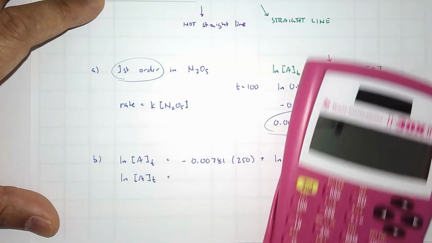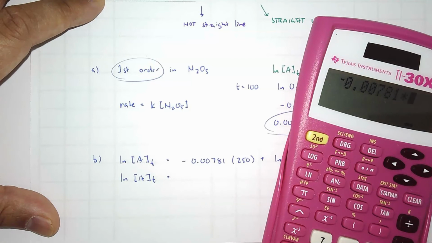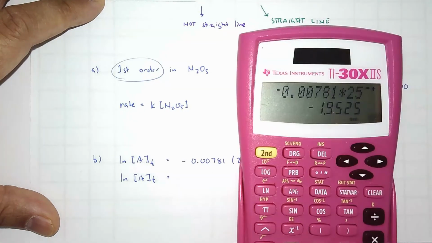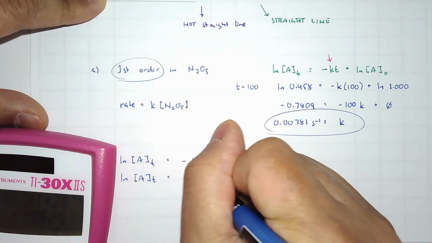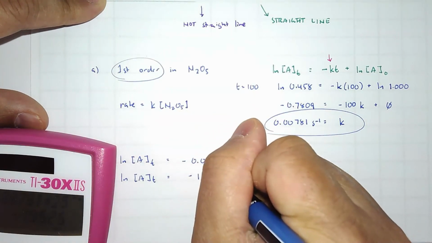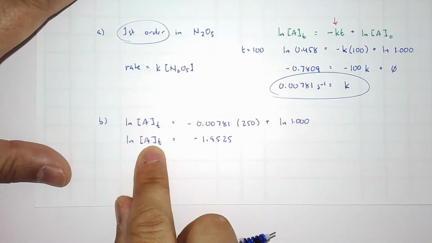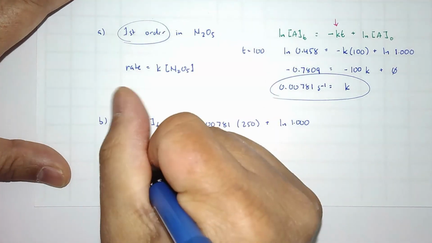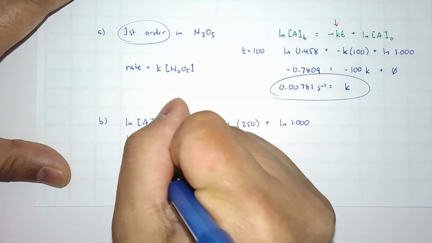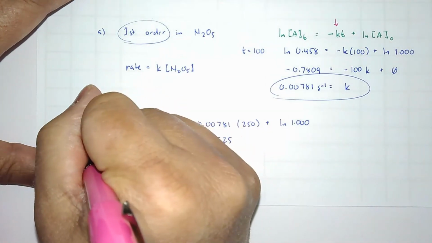okay, we can do this calculation now, negative 0.00781 times 250. So I got a negative 1.9525. How do we solve for this variable? Good question. We take the e of both sides. So concentration. So from here to here, you take the e.